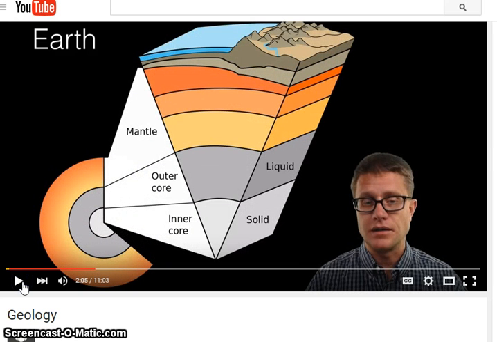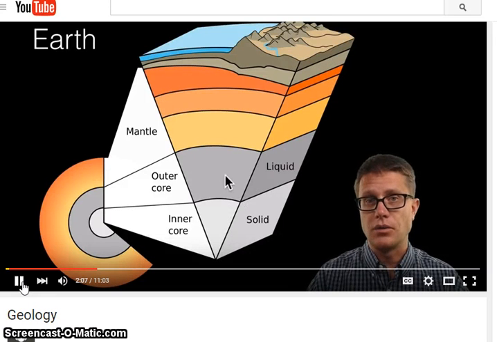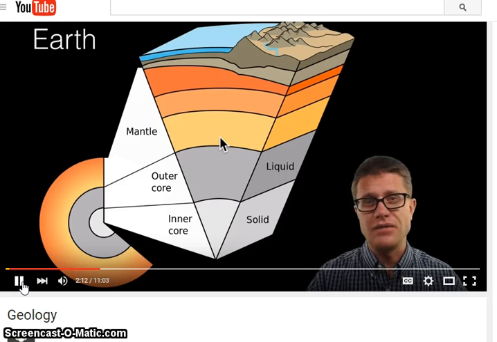This diagram should look familiar. We actually placed this in our notebooks within the last week or so. So you do not have to add this again, but you're more than welcome to pause and add it if you like. So we've got a solid inner core, a liquid outer core, and then we have what's called the mantle. Now, around 85% of the volume of the Earth is going to be in this mantle.